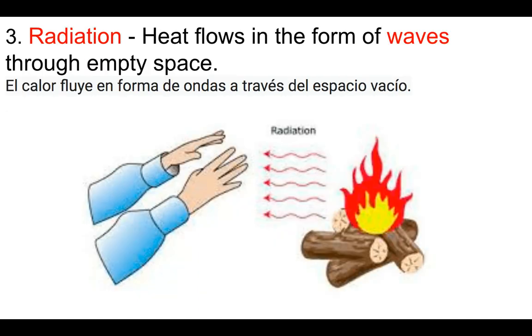The last form of heat transfer we're going to talk about is called radiation, and this is happening in the form of waves. So your hands aren't warming up because you touched the fire. Your hands are warming up because the heat from the fire is radiating off and warming up your hands. If you touched the fire, that would have been conduction. But because this is happening through these waves of heat, this is called radiation. Heat flowing in the form of waves through empty space.